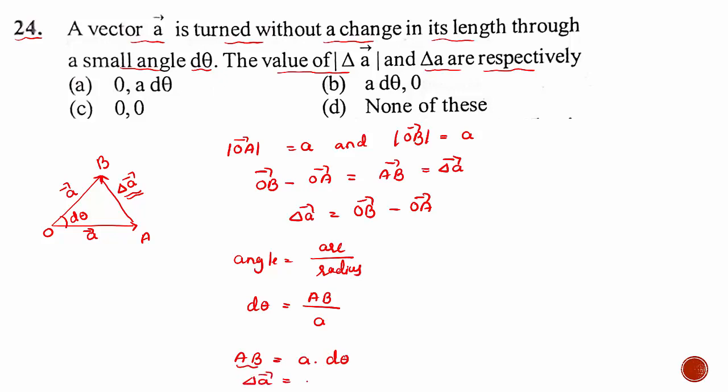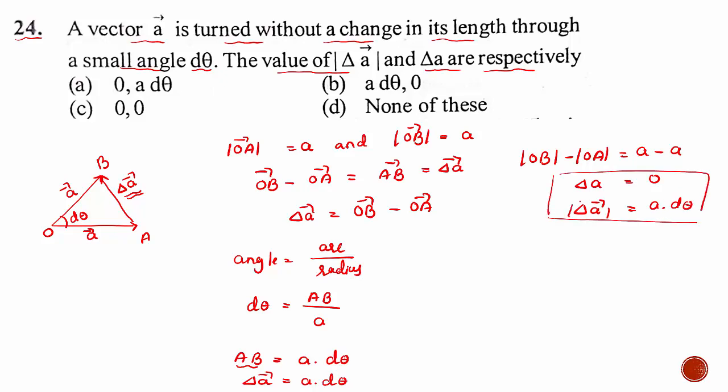Delta A equal to A into d theta. Or we can write mod of OB minus mod of OA is equal to, both having the same magnitude, A minus A is equal to 0. So mod of delta A equal to 0, while vector delta A has magnitude A into d theta. So this is the answer. Mod of delta A is A d theta, delta of mod A is 0. So option B is the right answer.